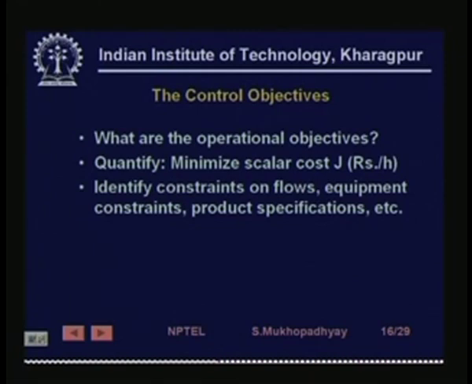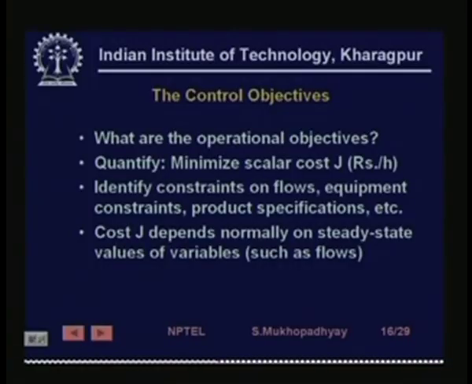So, you need to also understand the various constraints on flows. If you want to do that, you need to identify the constraints on flows, the various equipment constraints, actuator input constraints, and you also need to understand the product specifications. That is, let us say, the product composition bounds, or the product dimension bounds. So, these are very important to be identified before the control objectives can be specified. Only after that can you even start doing a controller design.